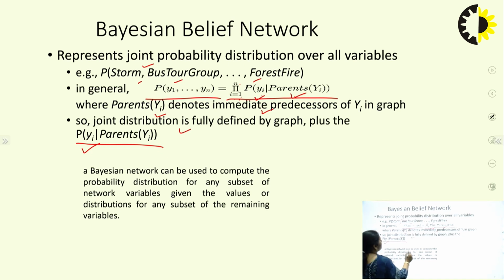A Bayesian network can be used to compute the probability distribution for any subset of network variables given the values or distributions for any subset of the remaining variables. We can calculate probability distribution of any subset of variable given distribution or values for any subset of the remaining variables. This is the capacity, this is the possibility with Bayesian belief networks.